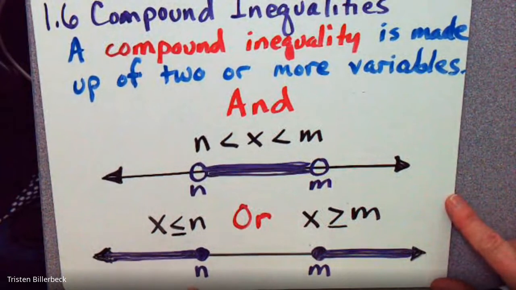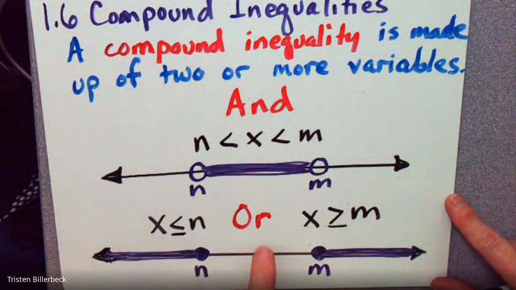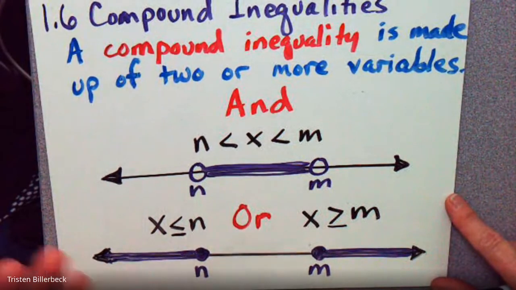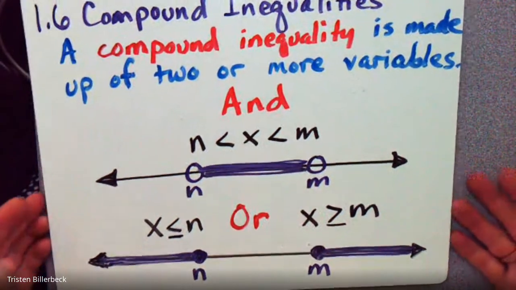Okay, but then these don't have the restriction. They can be both conditions at once because we have or. It could be this or it could be this, but both are okay. Okay, so that's why there aren't any restrictions on the or, but the and is restricted. It has to meet both conditions, or else it's not part of the solution.